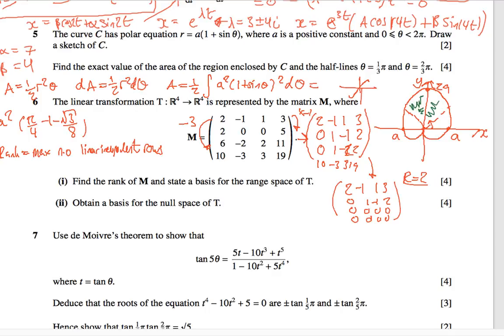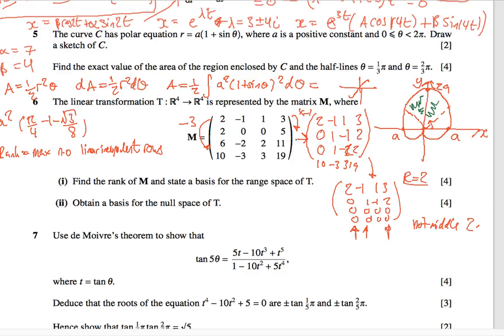And a basis for the range space of T is any 2 independent column vectors. Okay, so we could choose this one and this one, or we could choose the first one and the fourth one, but we can't choose the middle 2. So not the middle 2. Why? Because you can see the third one is just the second one multiplied by minus 1, so they're not linearly independent. Okay.